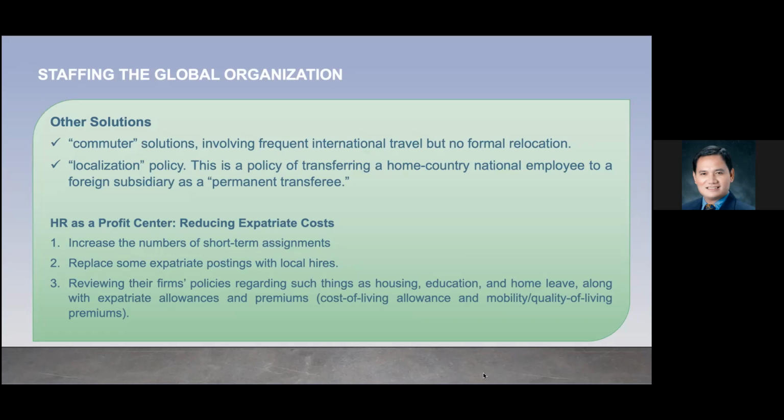And then also, with an eye on cutting costs, many employers were also reviewing their firm's policies and procedures regarding things such as housing, educational and home leave, along with expatriate allowances and premiums such as cost of living allowance and mobility or quality of living premiums. But the bottom line is that there's a lot human resource managers can do to cut the costs and boost profits by better managing the expat assignments.